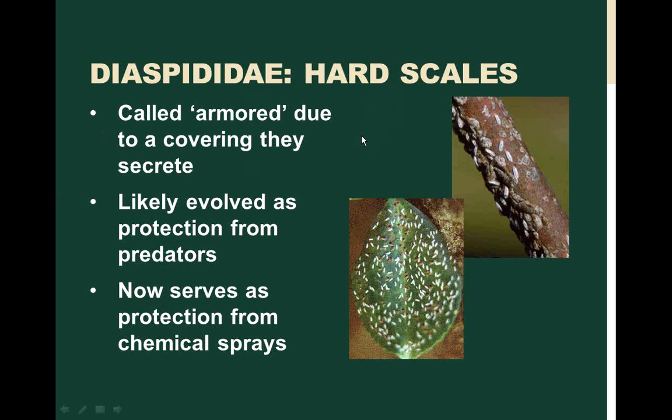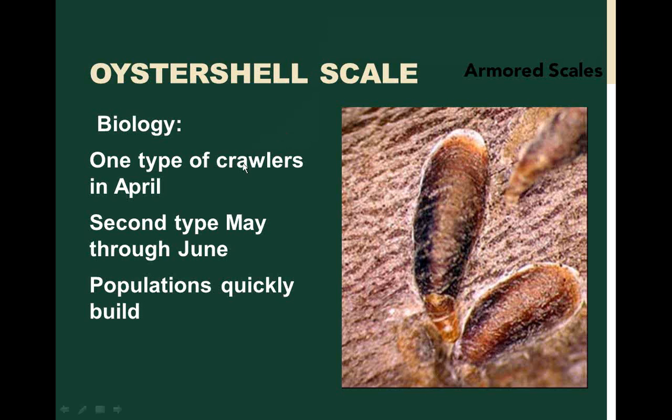So you have to be really careful that you identify the scale and try to find out at what point in its life cycle it is vulnerable to pesticide treatments. And most of the time that is in the crawler stage.